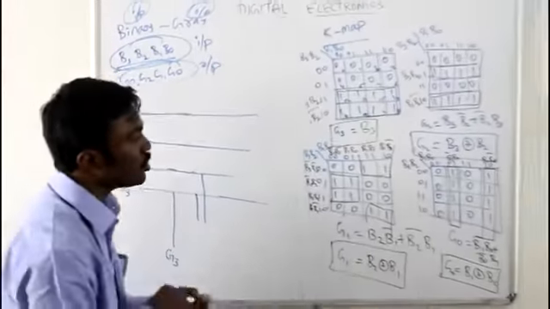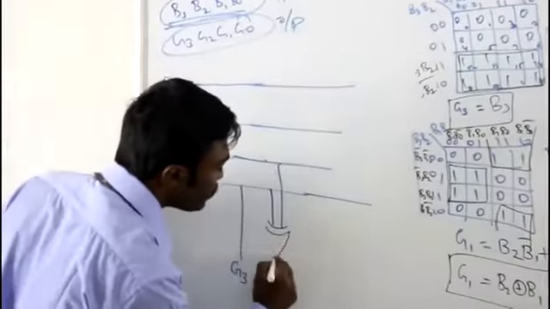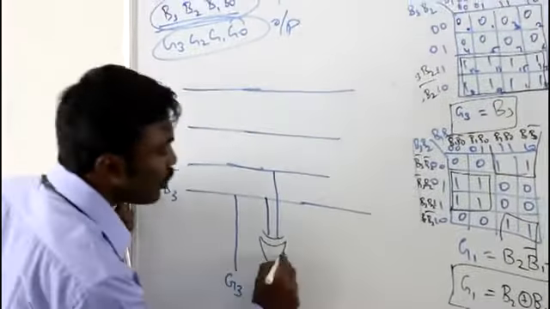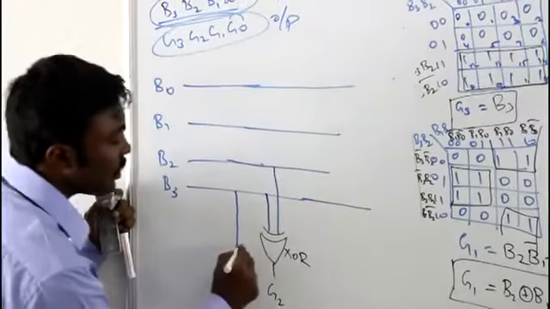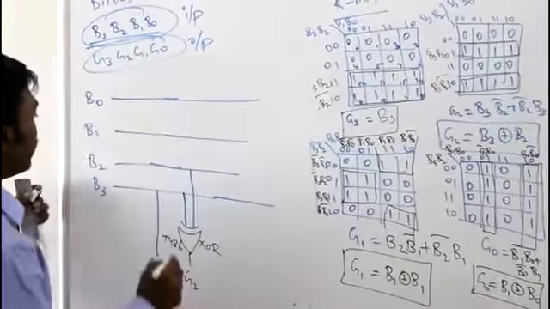Here the gate we are using is the XOR gate. So I am going to design an XOR gate here, and the output is represented as G2. XOR gate is nothing but 7486. And another, G1, is B2 XOR with B1.